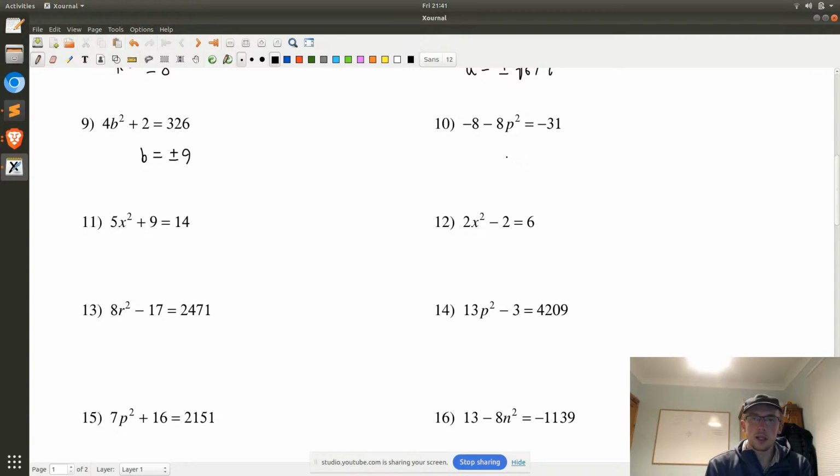Negative 23 upon adding 8. Negative 23 divided by negative 8 is 23 over 8. So P is square root of 23 over 8 plus or minus, of course. Which is, well, what's square root of 8? Well, that's 2 root 2. Cool.